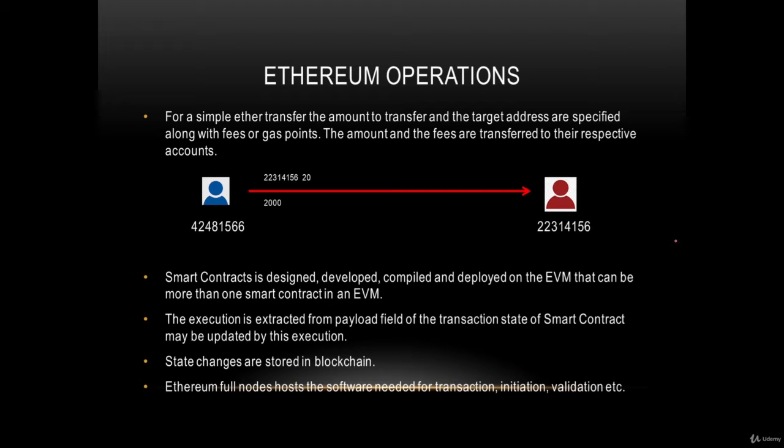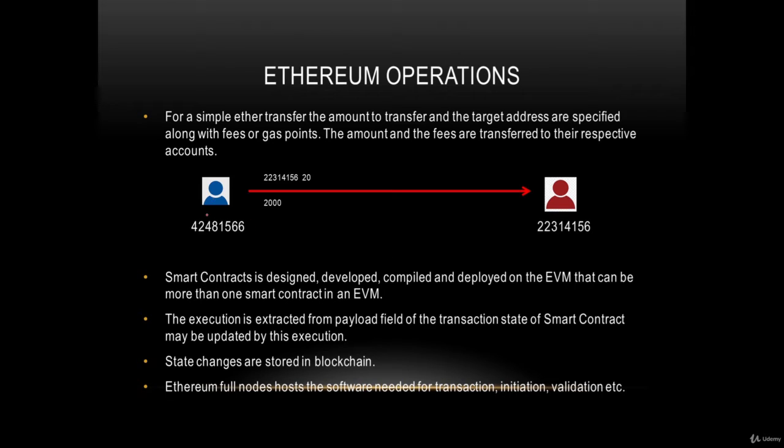Ethereum operations. For a simple Ether transfer, the amount to transfer and the target address are specified along with fees or gas points. The amount and the fees are transferred to their respective accounts. So think of this as a transaction.